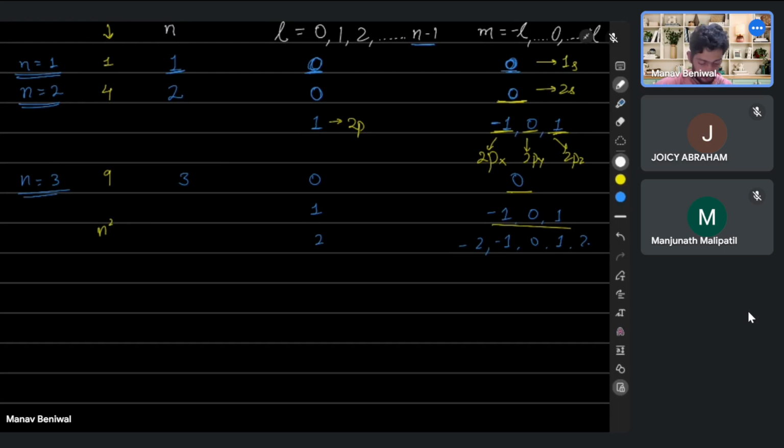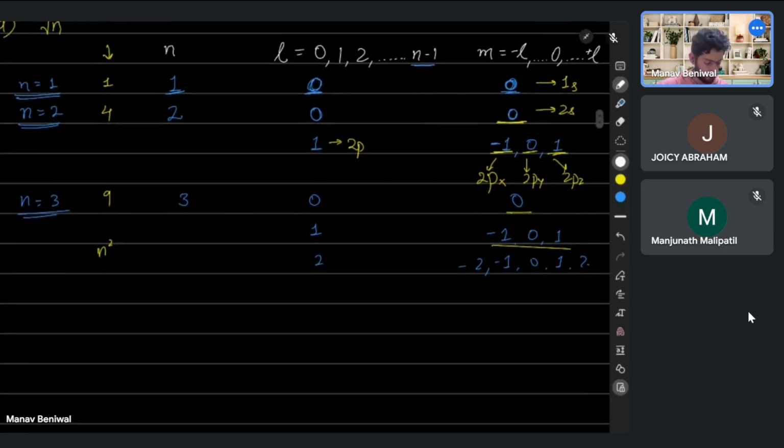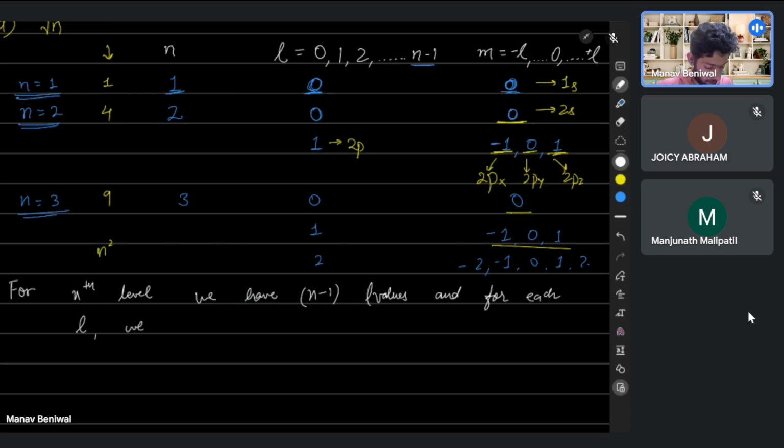So notice one thing, that for nth level, we have n minus 1 L values, and for each L, we have 2L plus 1 values. Correct?